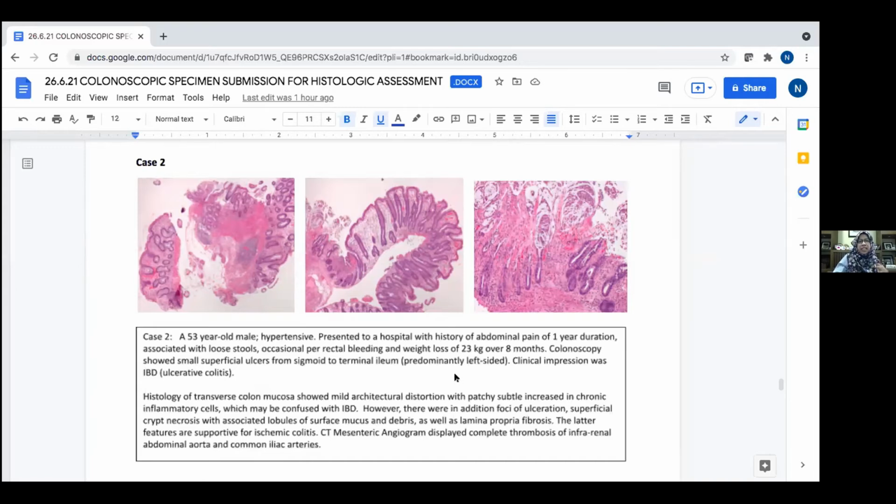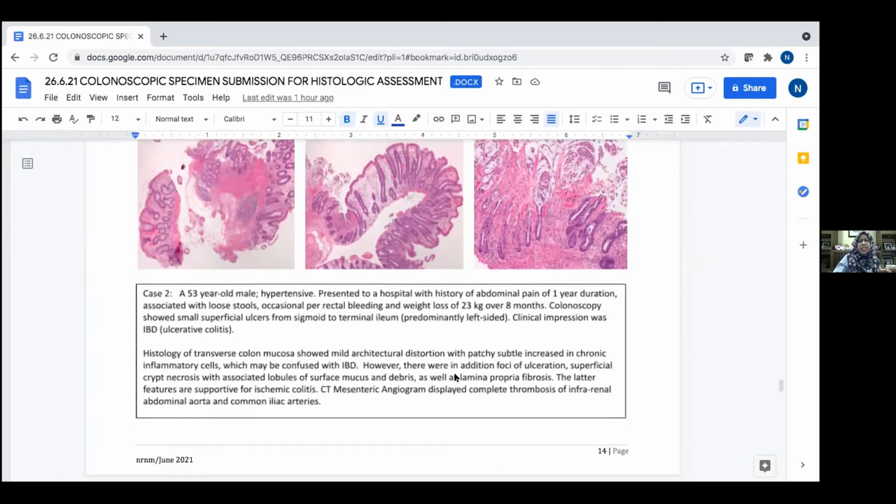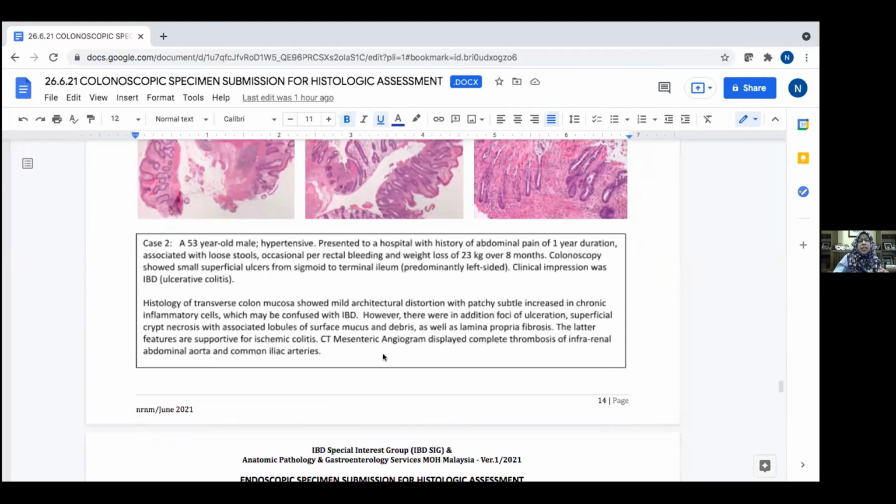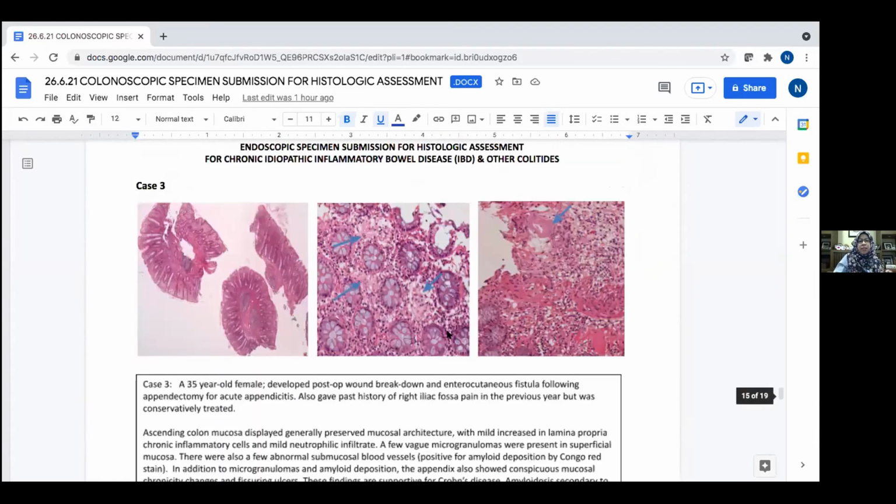So think of ischemic colitis rather than IBD, because this case was misdiagnosed as IBD and did not respond to treatment, following which the review actually showed chronic ischemia changes. This ischemia was confirmed when they did CT mesenteric angiography and showed thrombosis in some vessels in the abdomen. Now, case number 3 is about microgranuloma story.